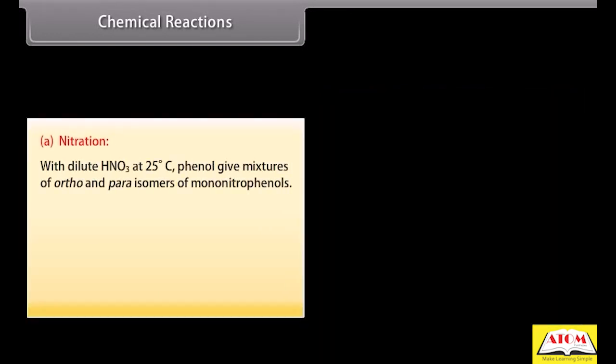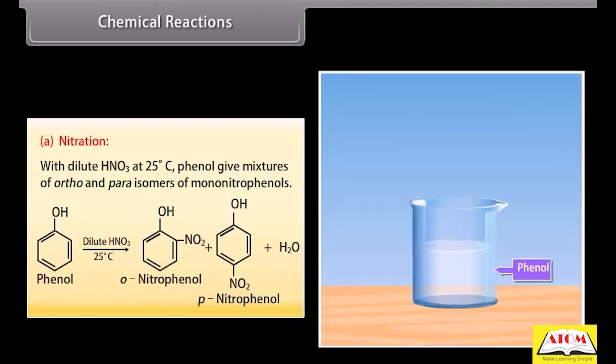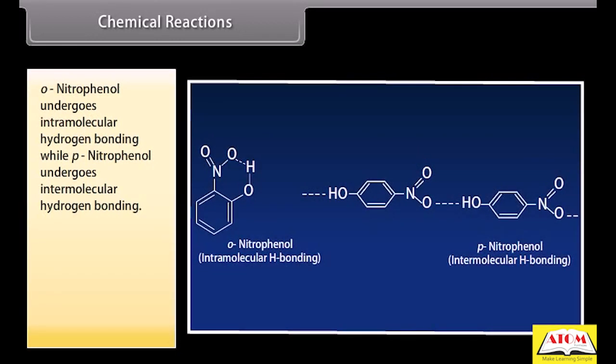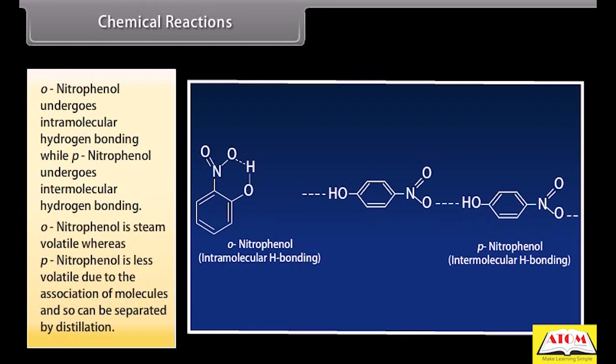Nitration. With dilute nitric acid at 25 degrees Celsius, phenol gives a mixture of ortho and para isomers of mononitrophenols. On adding dilute nitric acid to phenol at 25 degrees Celsius, it forms o-nitrophenol and p-nitrophenol. o-Nitrophenol undergoes intramolecular hydrogen bonding, while p-nitrophenol undergoes intermolecular hydrogen bonding. o-Nitrophenol is steam volatile, whereas p-nitrophenol is less volatile due to the association of molecules and so can be separated by distillation.